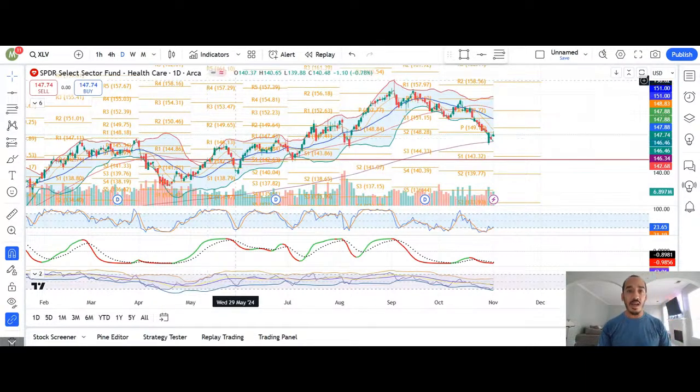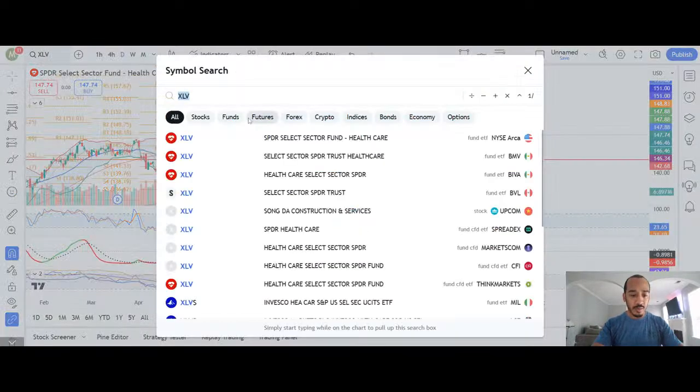XLV is the healthcare sector. Now this one I'm kind of feeling, because we're oversold. It looks like we're bouncing off of the 200-day moving average. We're close to oversold, so the healthcare sector don't look bad. Plus my MACD looks like it's about to cross back up, going green. So what I would do, I would look at some healthcare sector plays.